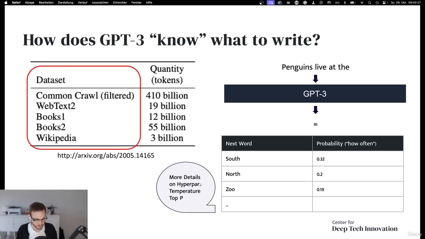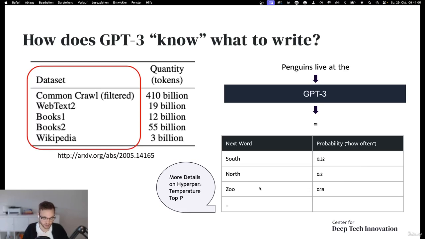And when we talk about prediction, every time you are working with such a large language model, there is not one answer, but there is a probability that a certain word comes next. So whenever we type in the cool penguins live at, a large language model has internally a table like this where it says, okay, south has a probability of 0.3, so about a third. North has 0.2 and zoo has 0.19.